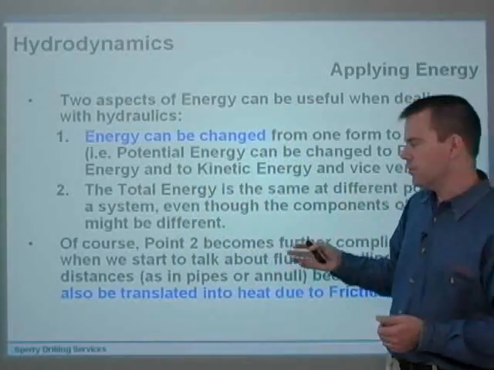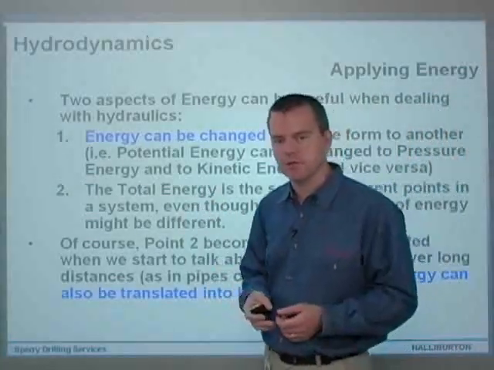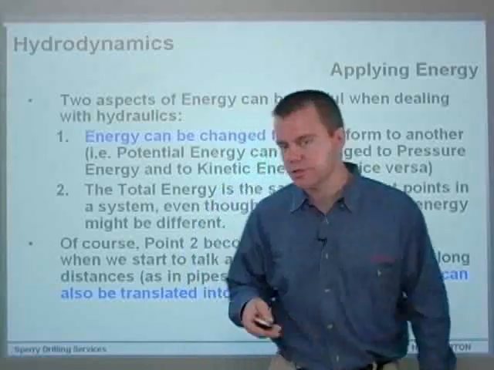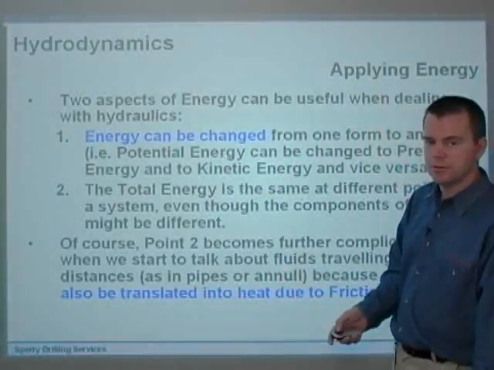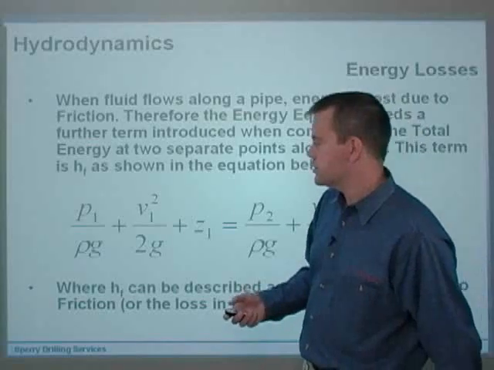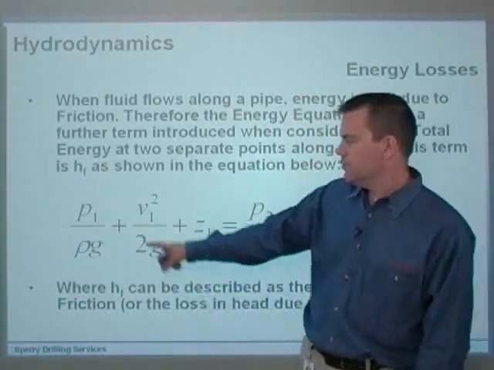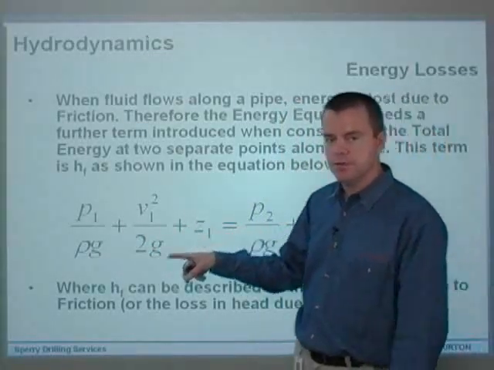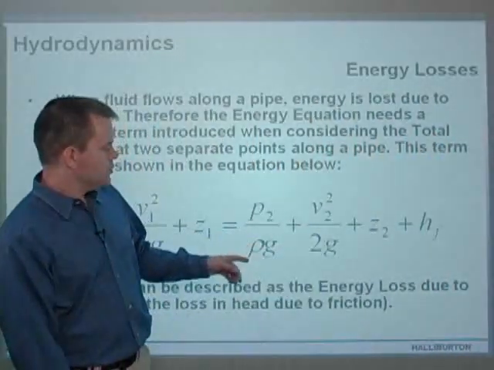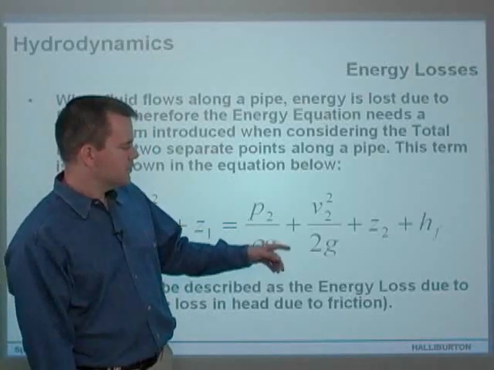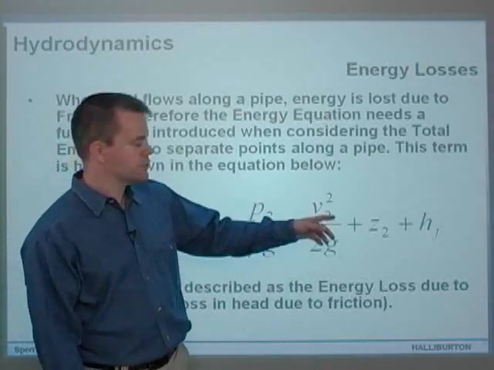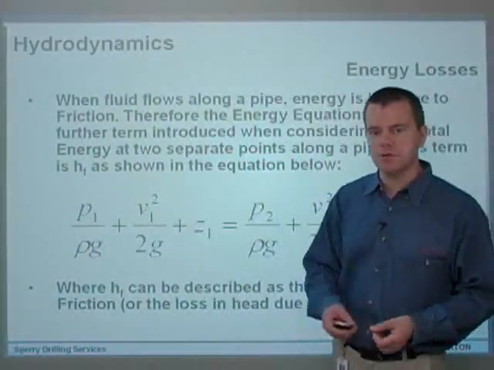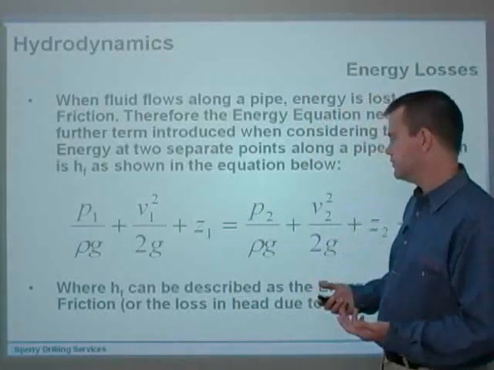However, having said that, that's your conservation of energy. It becomes further complicated when we start to talk about fluids traveling over long distances, like pipes and annuli, because energy can also be translated into heat due to friction. So we have to change that energy equation a little bit. So we've got P1 over rho g plus V1 squared over 2g plus Z1 equals P2 over rho g plus V2 squared over 2g plus Z2 plus HF. And HF is described as the energy loss due to friction, or the loss in head due to friction.